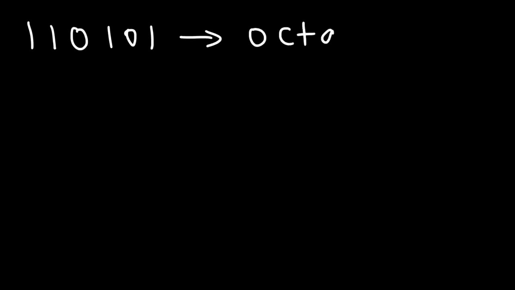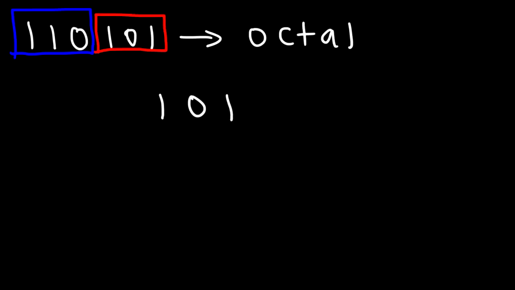In this video, we're going to talk about how to convert a binary number into an octal number. So let's say if we have the number 110101, how can we convert that to an octal number? So what do you think we need to do? What we need to do is separate this into two numbers in groups of three. So the first group of three, we have 101, and the second one is 110.